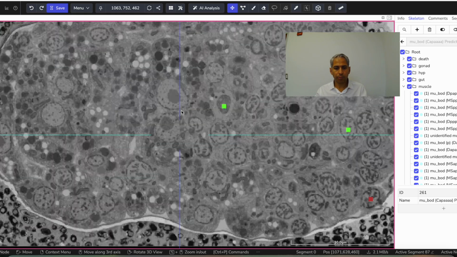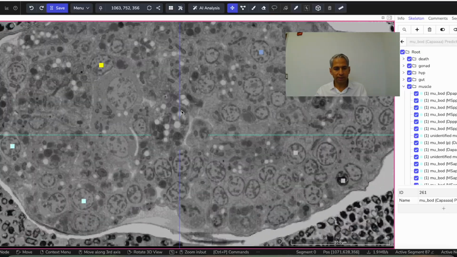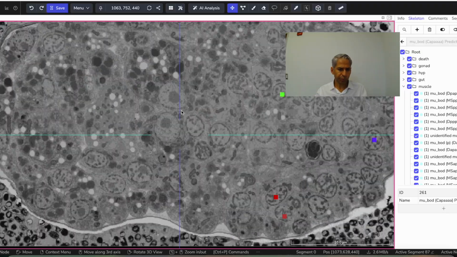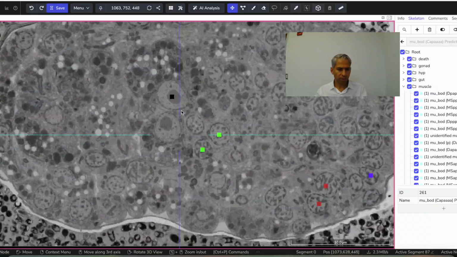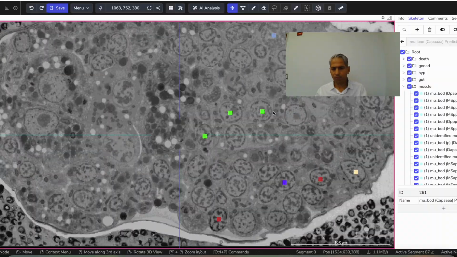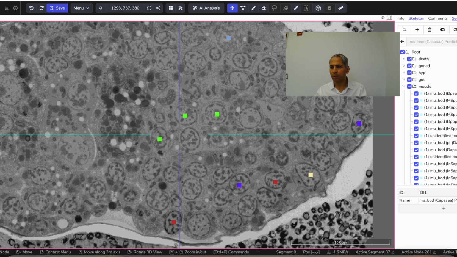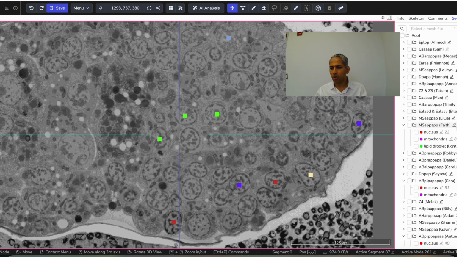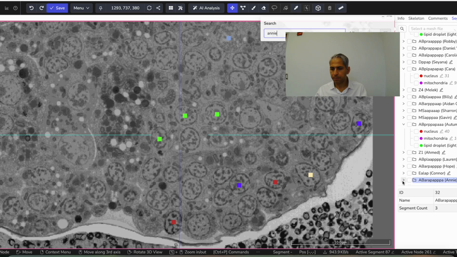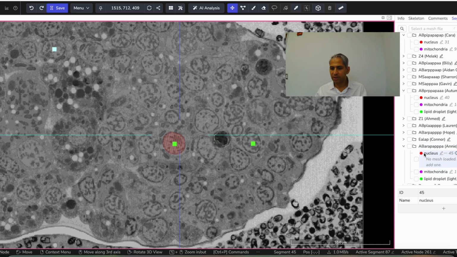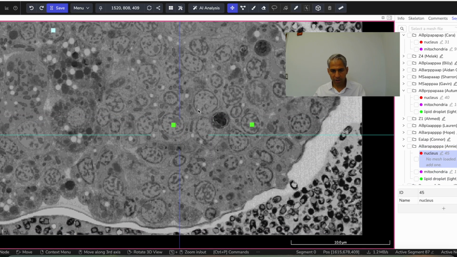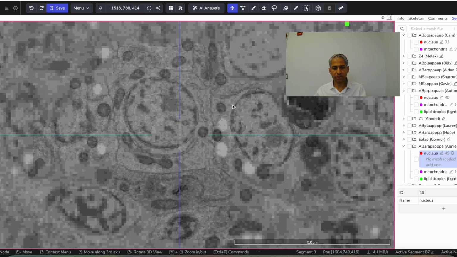Let's take the example here. Oh, here's an interesting one. Let's go here. And let's look at Annie's cell. Now, this is a very interesting cell. Annie is in the pharynx group. So this is a pharyngeal cell.